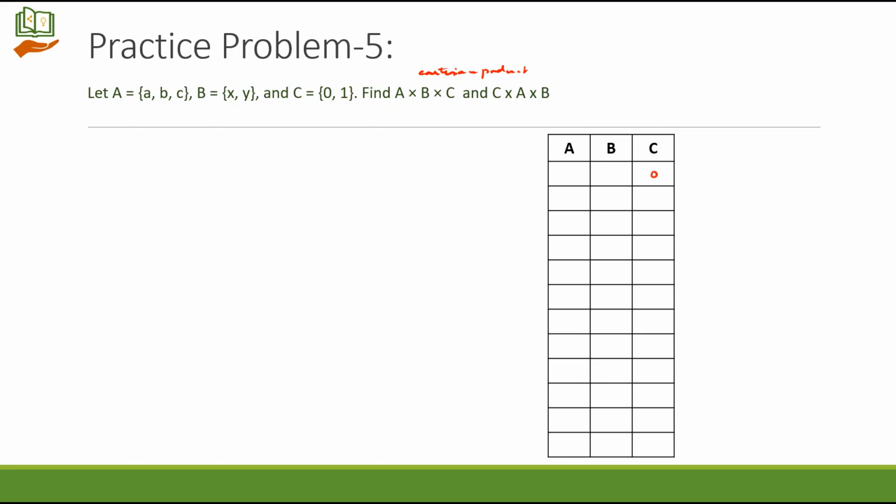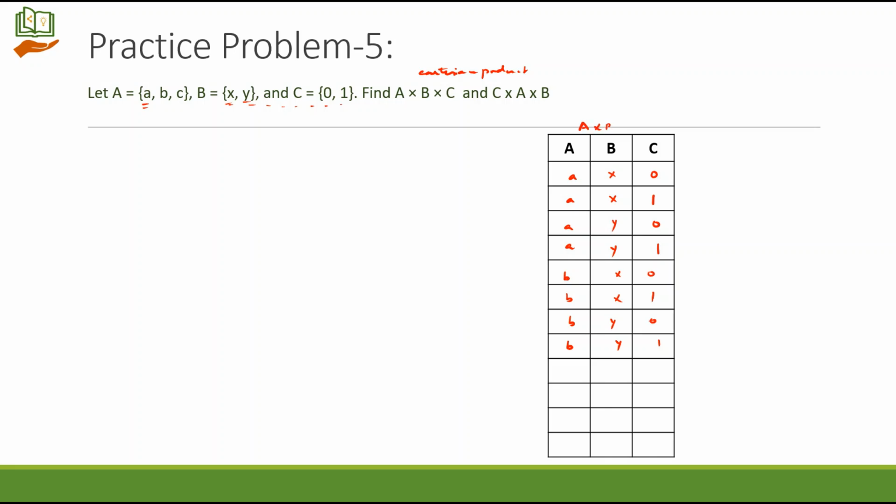C will have 0, 1 for the first value of B, so it is X. C will have 0, 1 for the second value of B, so it is Y. So X0, X1, Y0, Y1. This combination is for the first element as of now, so we will have A everywhere. Now the same set of combinations X0, X1, Y0, Y1 will be taken for B. You have to maintain the order. A element should come first, B element next, C element next.